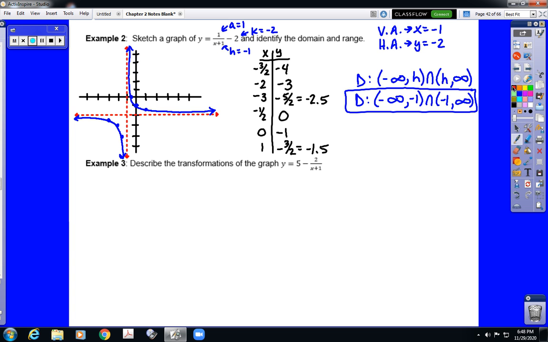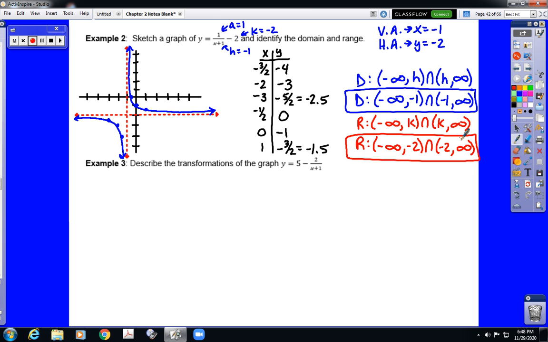Your range, you're going to look at the y values. There's only one y value that does not exist, and that is the horizontal asymptote of negative 2. So your range for every single one of these problems will be from negative infinity to k, and from k to infinity. So for this particular example, that would be negative infinity to negative 2, and negative 2 to positive infinity. So that's how you do domain and range for a reciprocal function. The domain is broken at h. The range is broken at k. Otherwise, it has all real numbers.